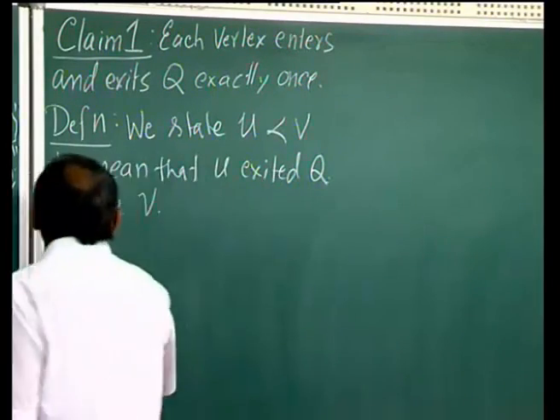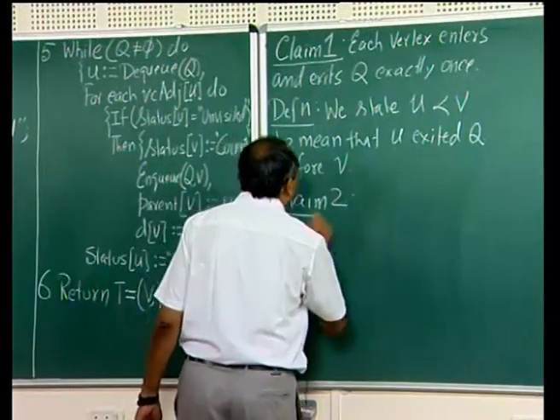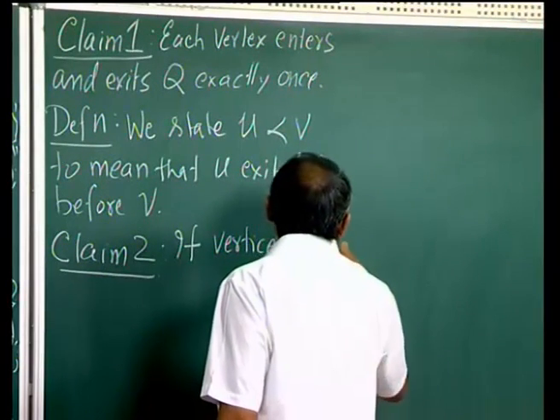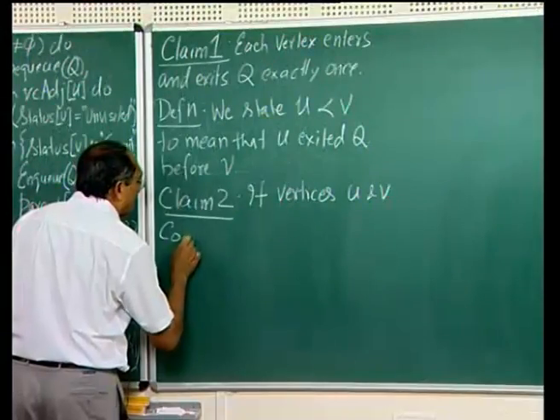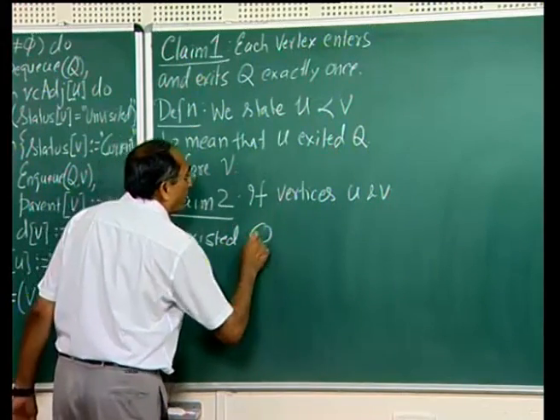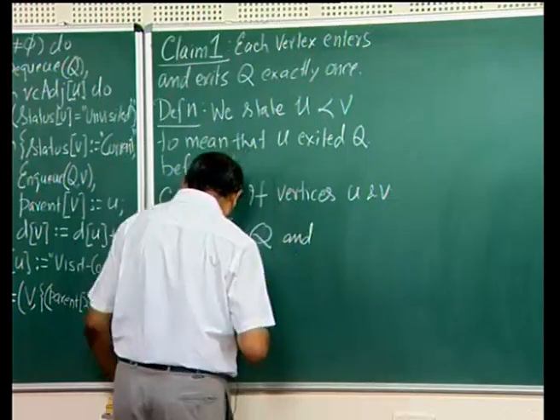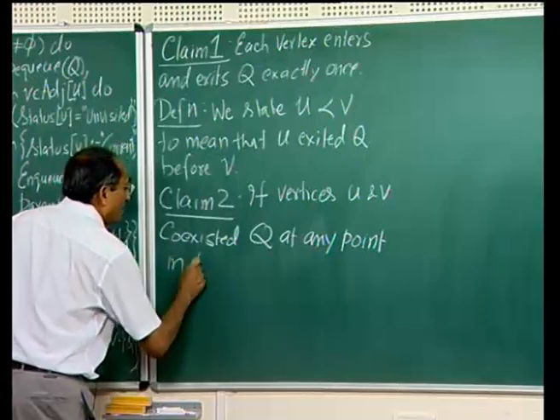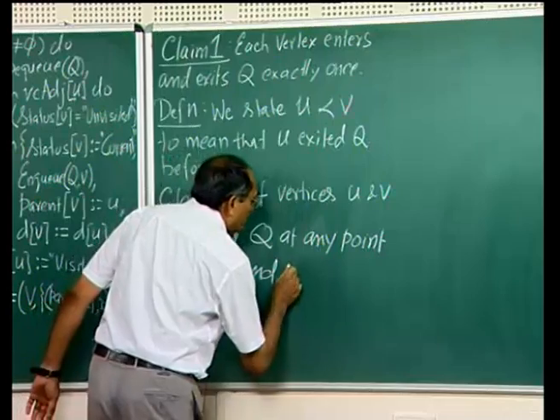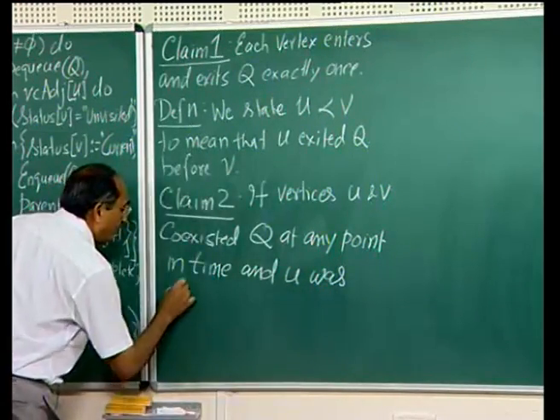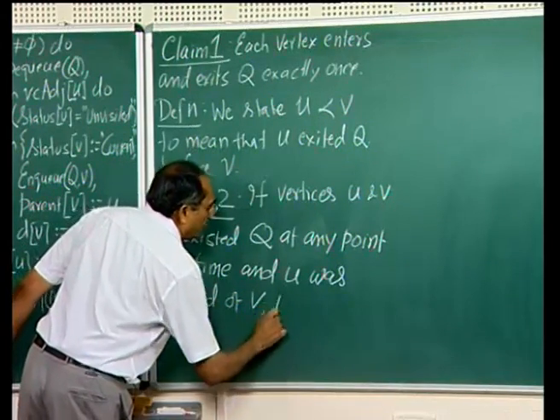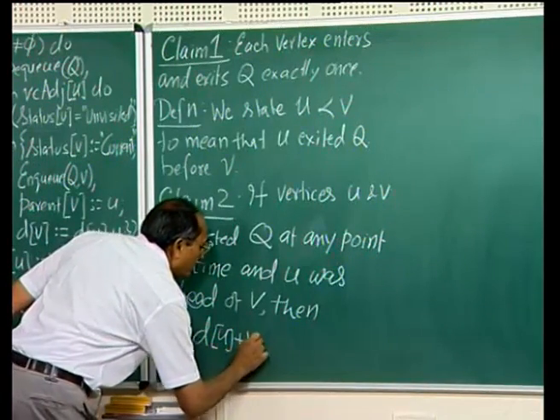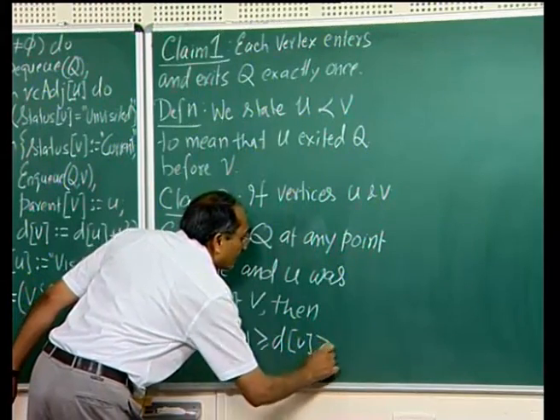Now, we are going to state an important claim. That is, if vertices u and v coexisted in Q at any point in time, and u was ahead of v, then d of u plus 1 is greater than or equal to d of v, which is greater than or equal to d of u.